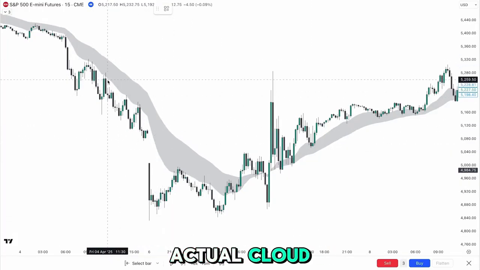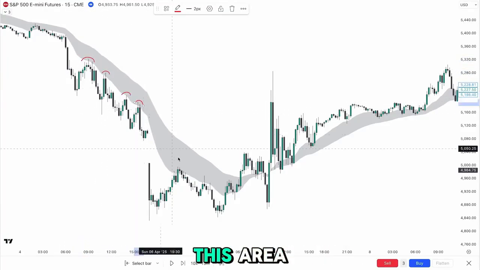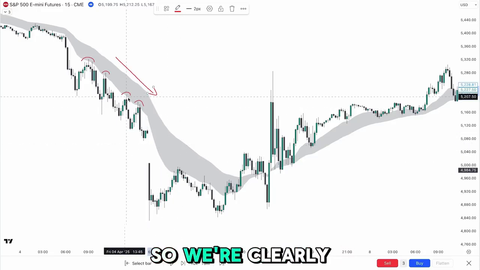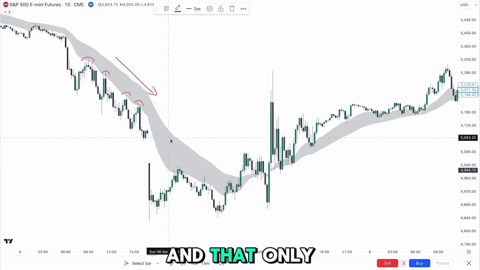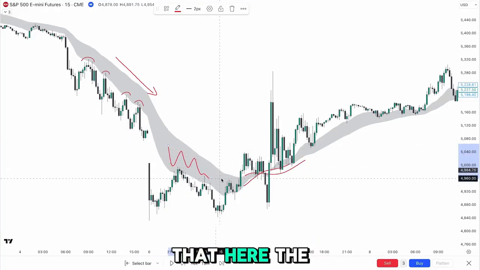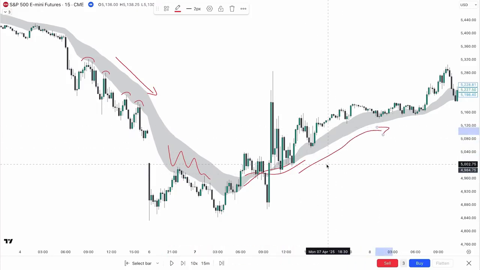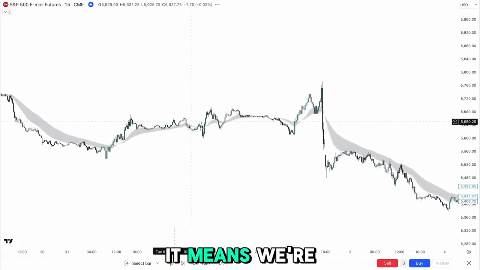Now between the 20 and the 50, you'll notice this shaded area. This is the actual cloud, and this zone is absolutely crucial. Look at how the price is constantly reacting to this area. Look at all these rejections here. In this case, the cloud is sloping down, so we're clearly in a downtrend. And notice how price keeps rejecting off the cloud and pushing lower. And that only changes when the cloud flips from sloping down to sloping up. We can see that here, the cloud stretches way too big, and once the cloud flips, we get an uptrend. And that'll stay an uptrend until the next cloud flip. And so on. If the cloud is flat or choppy, it means we're in a range.